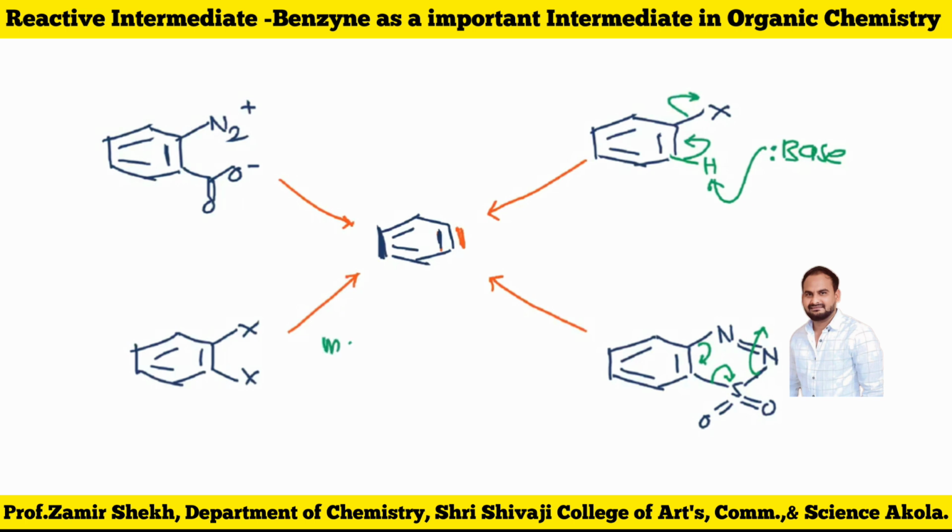Here we are going to use magnesium. So magnesium is going to insert between one of the X and this carbon, and then it will form an organomagnesium, and finally MgX2 will be free. MgX2 is a byproduct. And you know this reaction. So this will shift here, this will shift here, and this will be free now. So these are the very simple reactions by which you can prepare benzyne as your desired molecule.